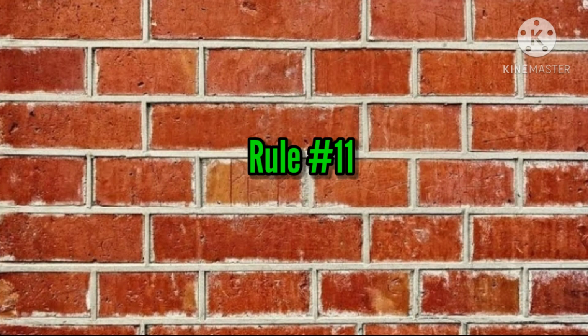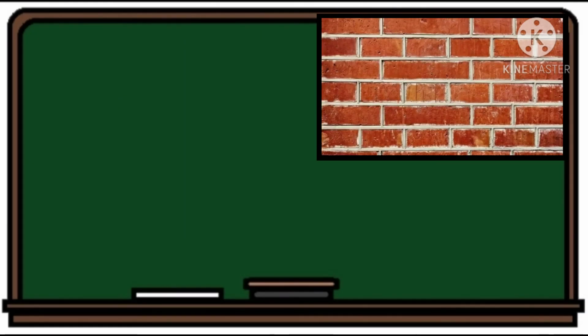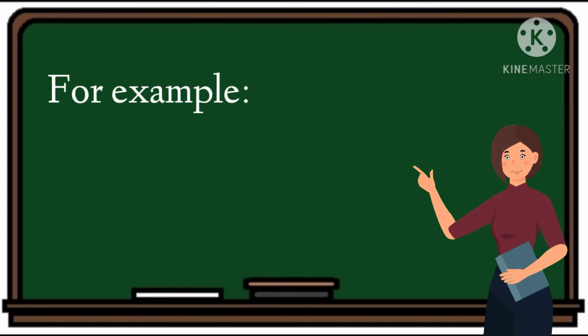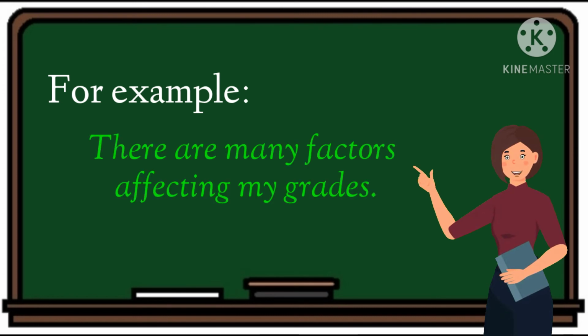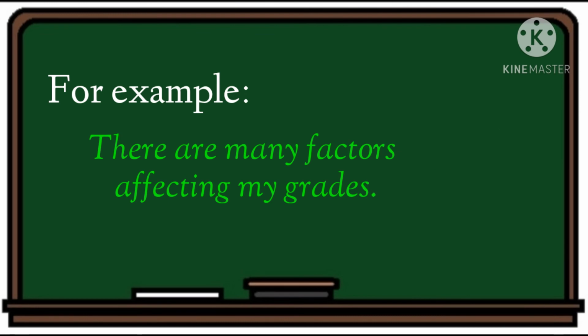For rule number 11, in sentences beginning with there is or there are, the subject follows the verb. Since there is not the subject, the verb agrees with what follows the verb. For example, there are many factors affecting my grades. So in this sentence, are is the verb followed by the subject factors. In this example, the verb are agrees with the subject factors.